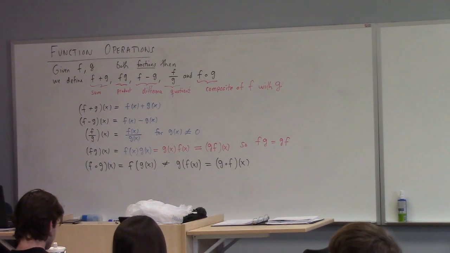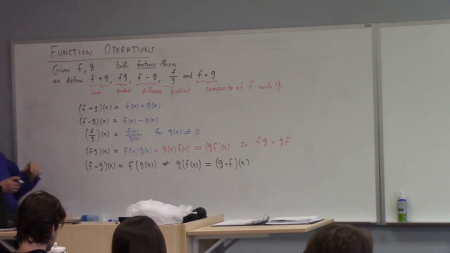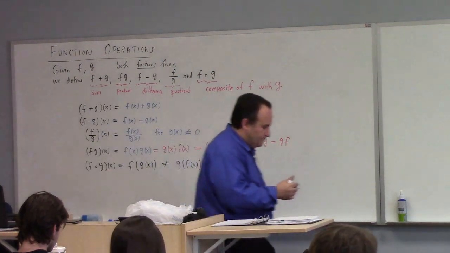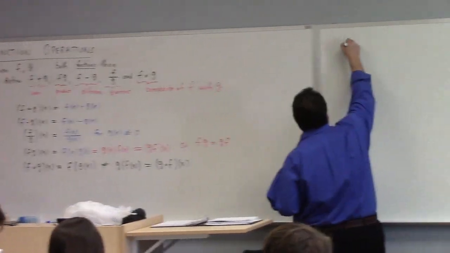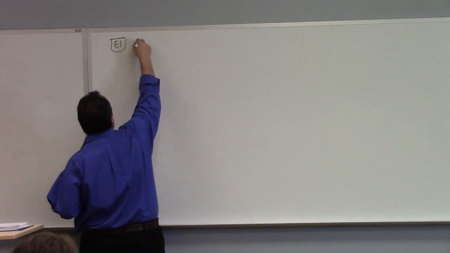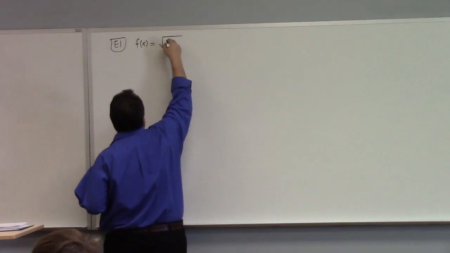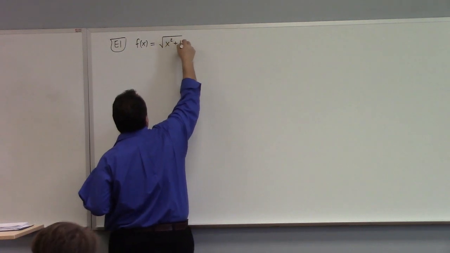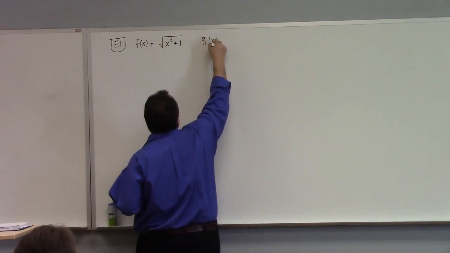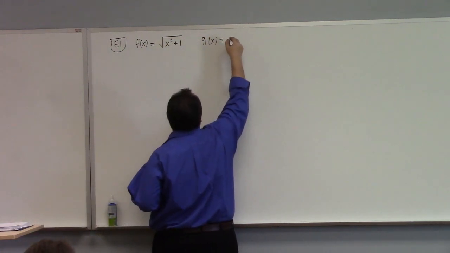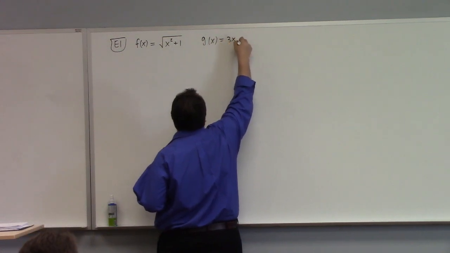All right. So let's try this out. Example 1. Let f of x equal the square root of x squared plus 1, and let g of x be equal to 3x plus 2.